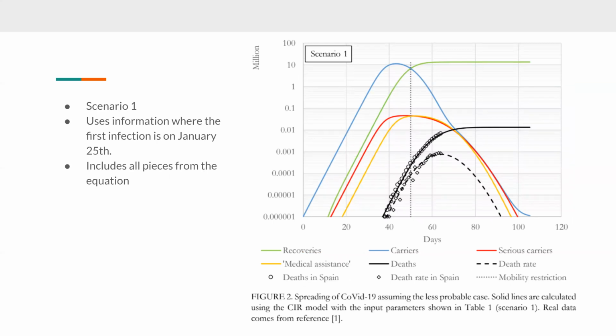Additionally, there's scenario 1 that is shown on the screen. This uses information where the first infection is on January 25th, and it includes all of the pieces from the equation that we explained earlier. This figure shows the spreading of COVID-19, assuming the less probable case. On this graph, the solid lines are calculated using the CIR model, also explained earlier, with data aligning with scenario 1 data. The difference in the number of final recoveries is huge. It's 13 million in the less probable case and 0.28 million in the other case.